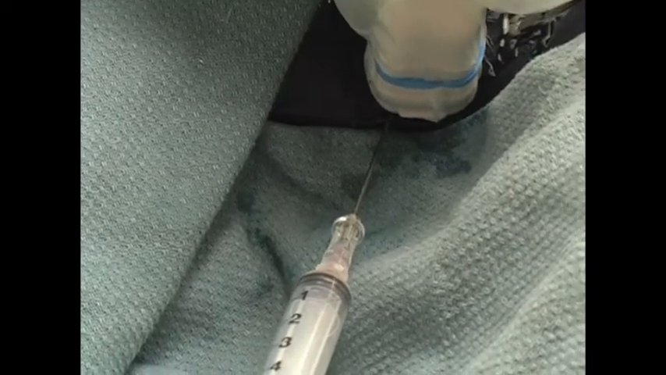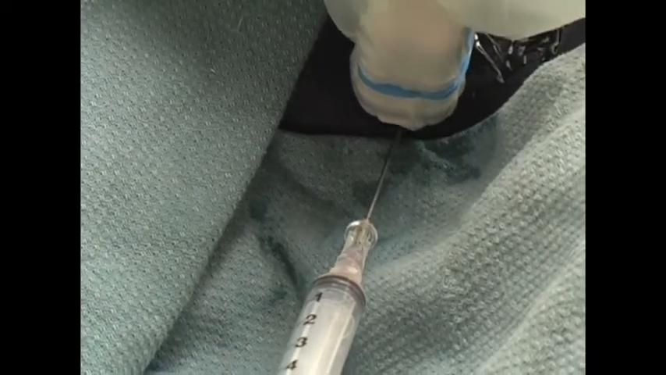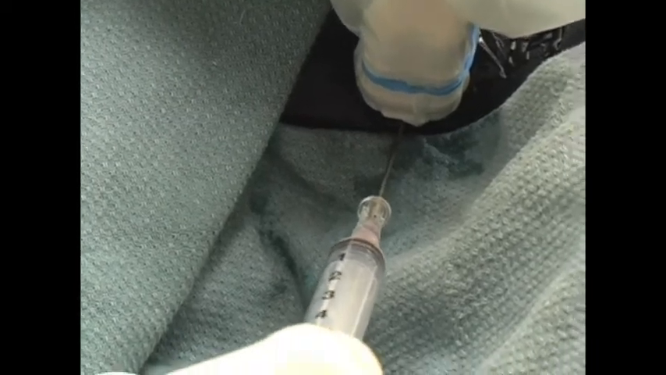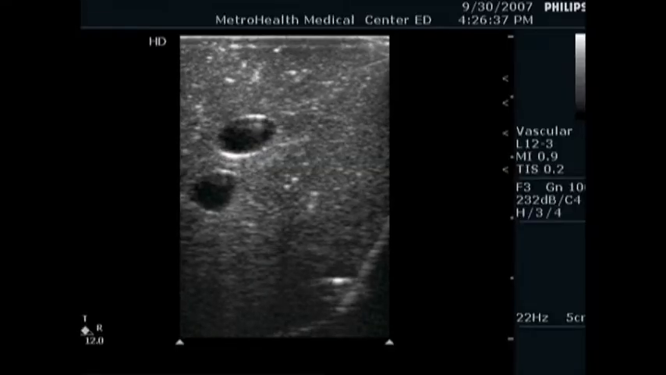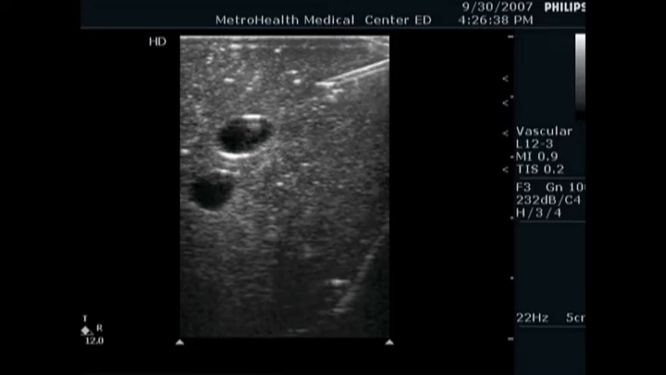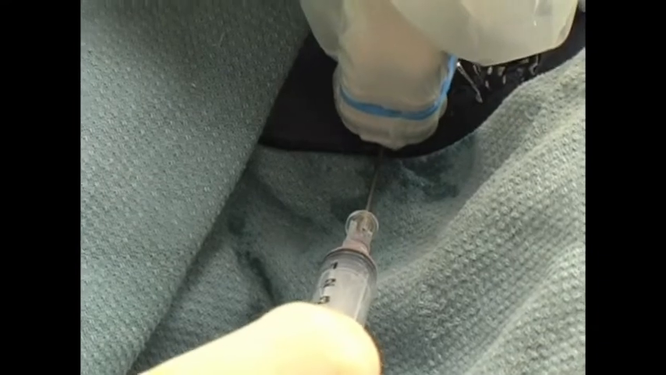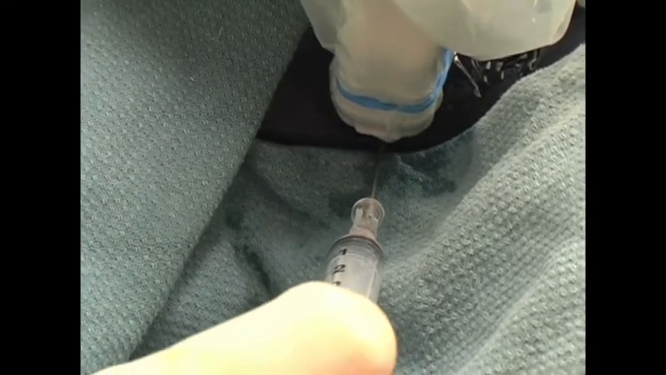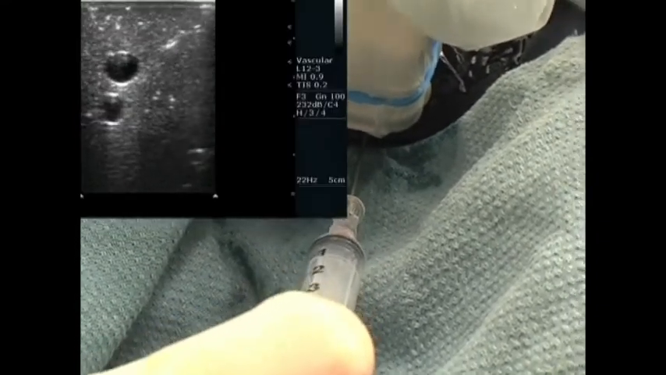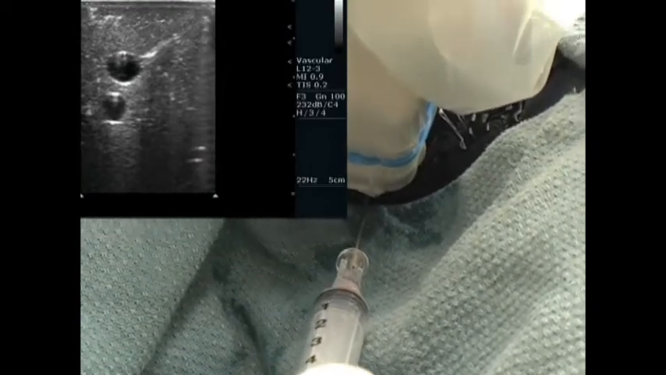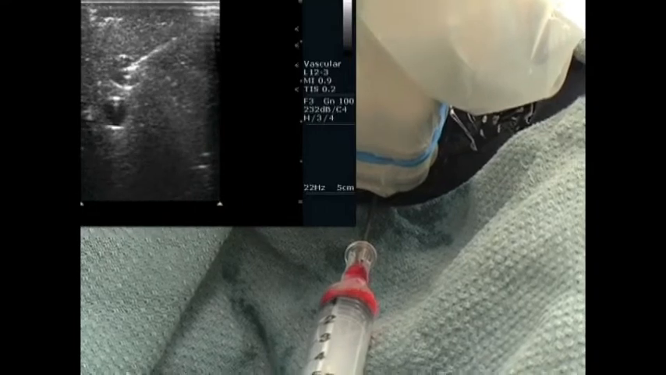If you can't visualize the needle tip, slide the transducer back and forth until you can see the needle and the tip in long axis. The needle, vein, and transducer must all be aligned in the same plane as the needle approaches the vessel. Dan is advancing the needle using short jabbing motions in order to avoid dragging tissue along with the tip. Once he gets to the vessel, a gentle poke will be all he needs to get into the vein.